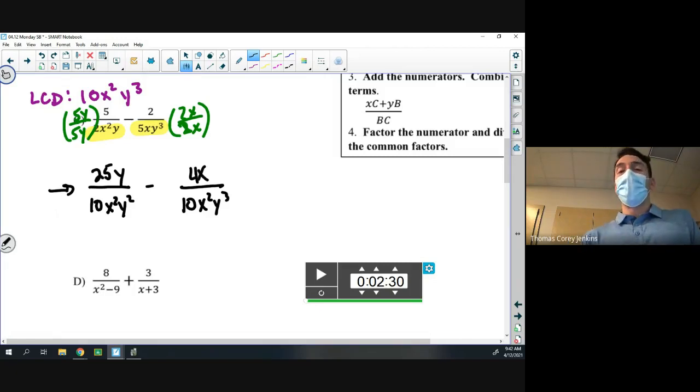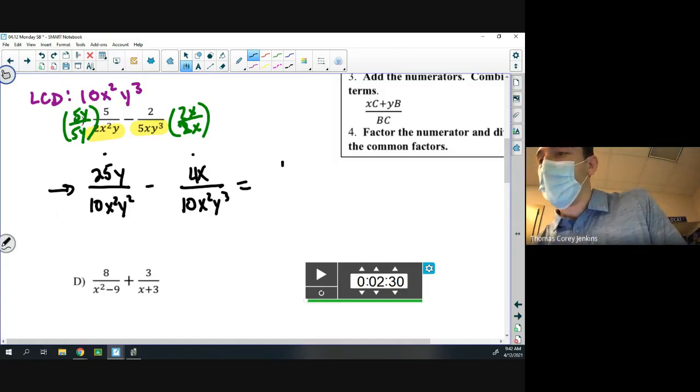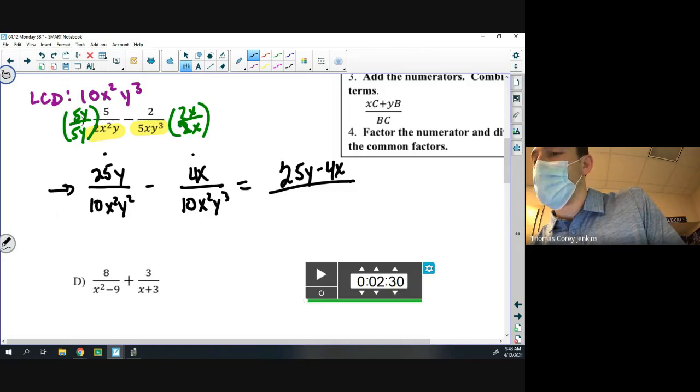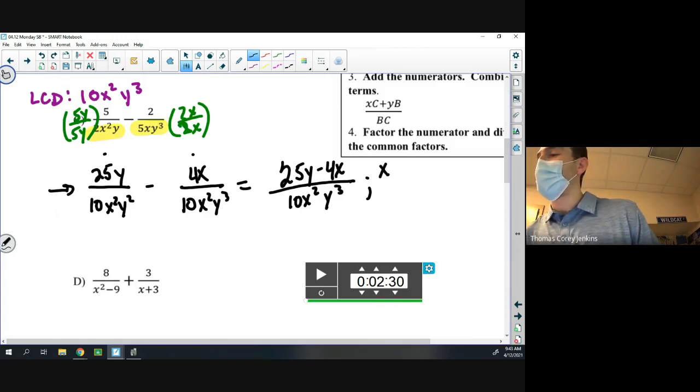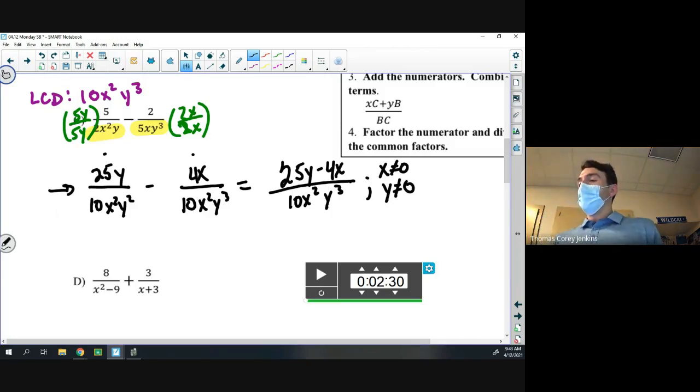And a lot of times with our numerators, you can combine like terms. 25y and negative 4x aren't like terms, so we just have to write that as a binomial. All right, so our final answer then would be 25y minus 4x over 10x squared y cubed. And then any restrictions. So on this one, we have multiple variables, so we'd say x can't be 0 and y can't be 0. Those are the numbers that I could plug in to make my denominator 0. Okay.